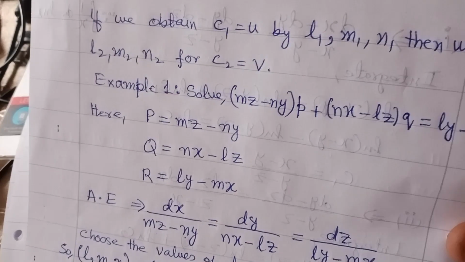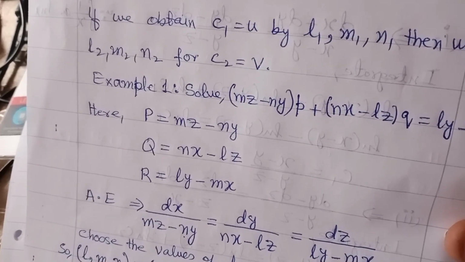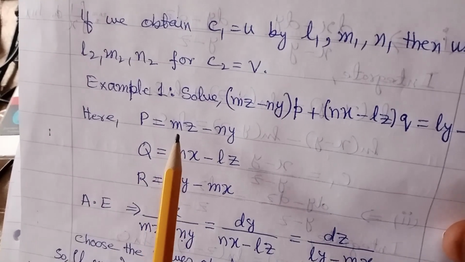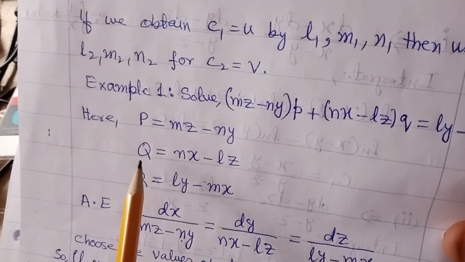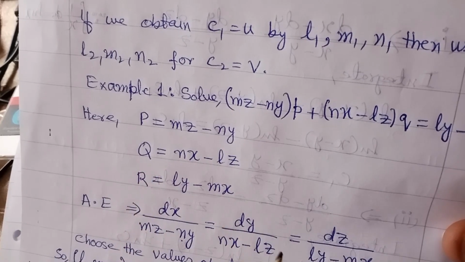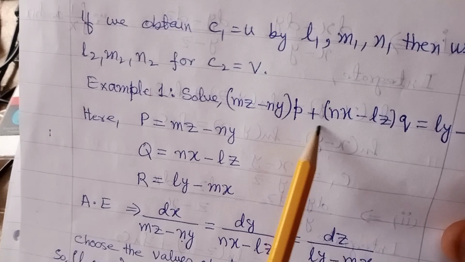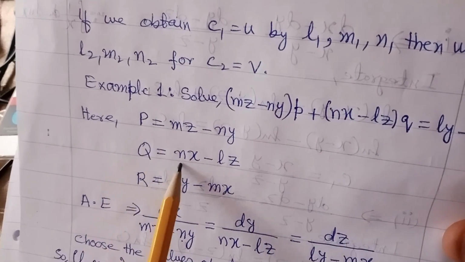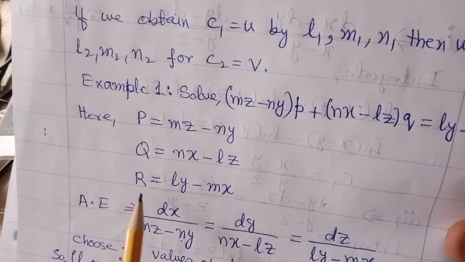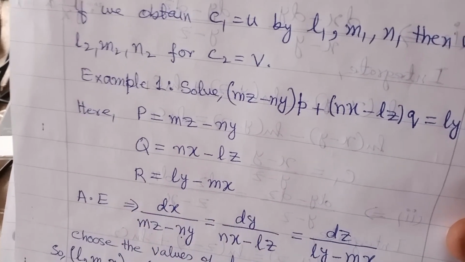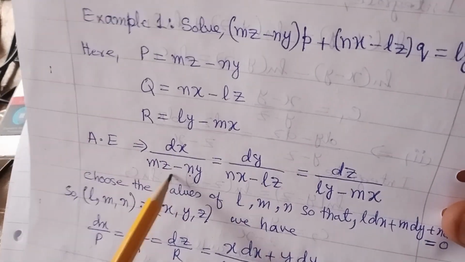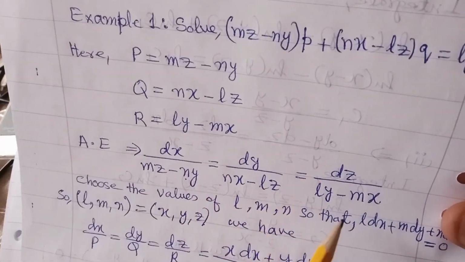First of all, what will be the values of P, Q, and R? Capital P is the coefficient of small p, that is mz minus ny, and capital Q is the coefficient of small q, that is nx minus lz, and the right hand side would be R, that is ly minus mx. Now the auxiliary equation of this equation would be dx upon P is equal to dy upon Q is equal to dz upon R.